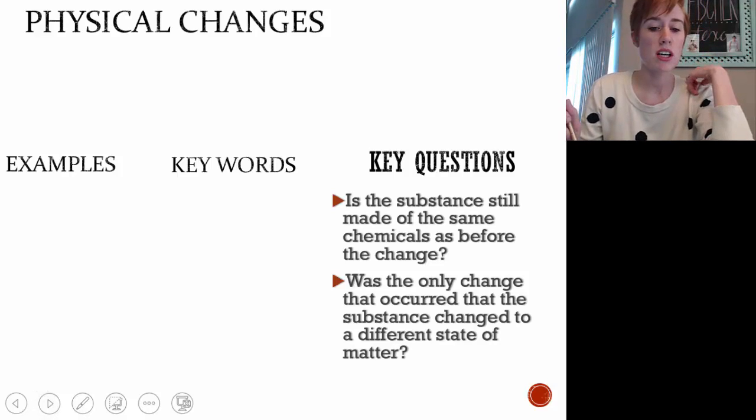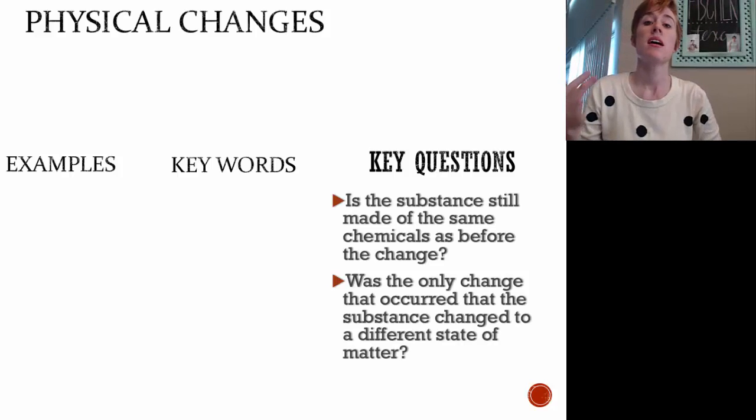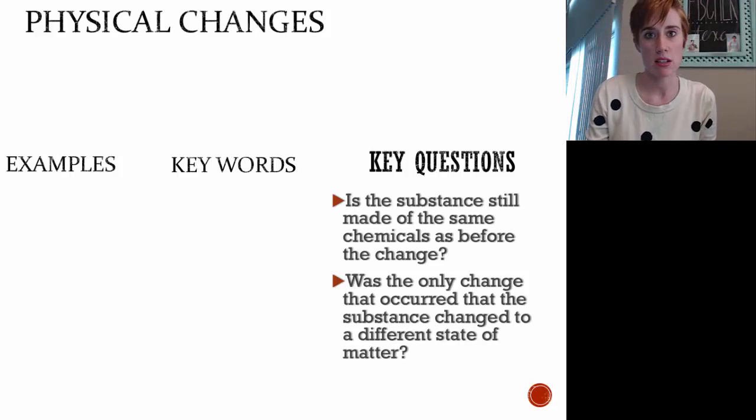The first thing we're going to be talking about are changes in matter, and there's two types of changes that matter can go through. Remember, matter is anything that has mass and takes up space. Okay, so any object in our physical world can undergo two types of changes. They can undergo physical changes and they can undergo chemical changes.